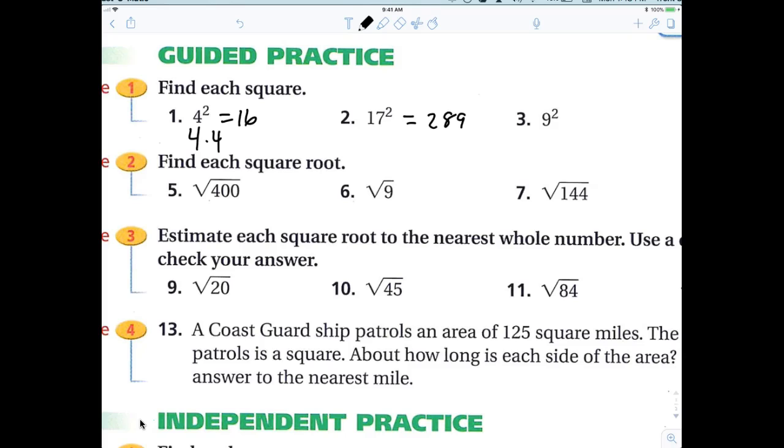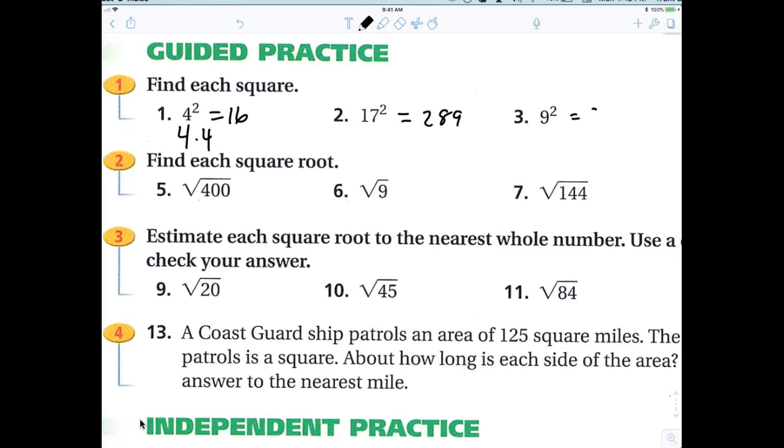And so now 9 squared is what? 81. Okay, 9 squared is 81. Now I need your attention, this is what's important. In math, if I said, what is the inverse of addition, you would say subtraction. If I say, what's the opposite of subtraction, you would say addition. If I say, what's the inverse of multiplication, you would say? If I say, what's the inverse of division, you would say?